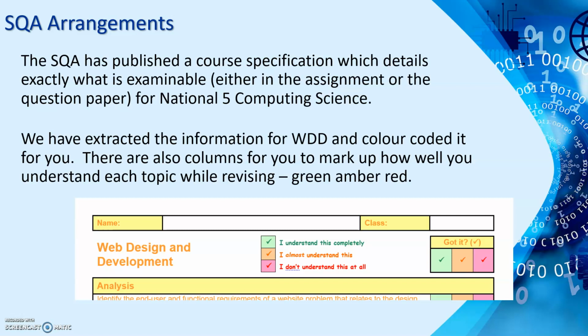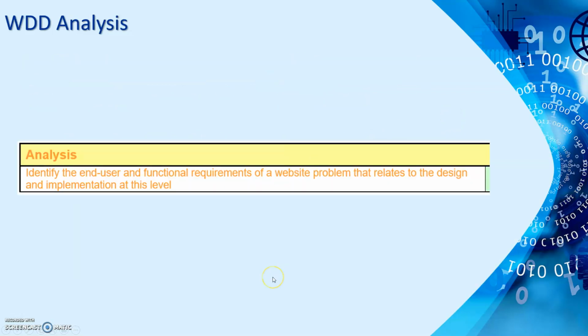We've also put some columns on the right hand side that you can use to mark up how well you understand each topic in the future when you're doing some revision. So it's got columns for green, amber and red. Okay, so the first section, and you'll recognise this from software design and development, is the analysis stage. Now this is where we identify the end user and functional requirements of a website problem that relates to the design and implementation at this level.